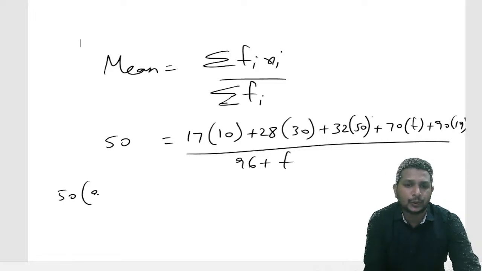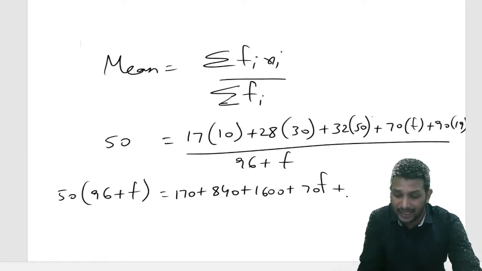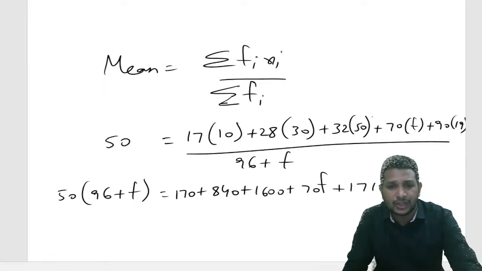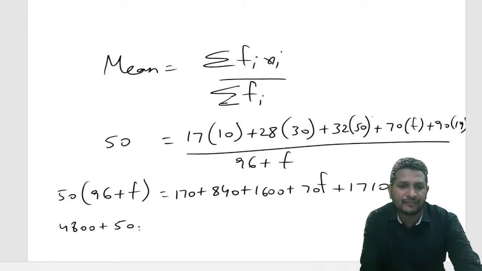So 50 into 96 plus f equals, if I calculate the total thing, 170 plus 840 plus 32 into 50, 1600, plus 70f plus 19 into 90, how much? We'll be getting 1710. Okay, do the calculation carefully. So we got this value like this, 1710. Now add them up. So 50 times 96, how much? 4800 plus 50f equals, if I add all of the total thing, 4320 plus 70f.